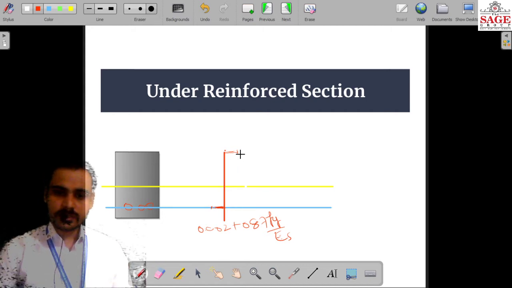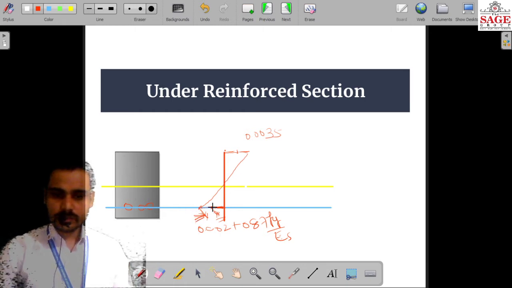So with increasing magnitude of load, the strain will also increase on both materials, and a time will occur when the strain in concrete will be equal to its ultimate value, that is 0.0035. At that particular time, the strain in steel will be greater than the minimum value.